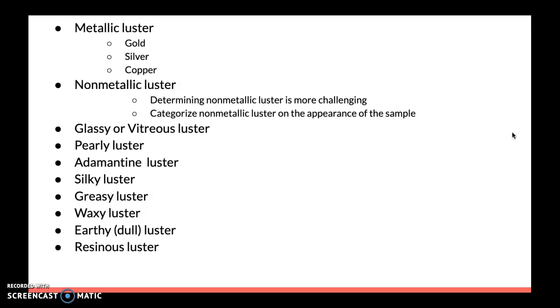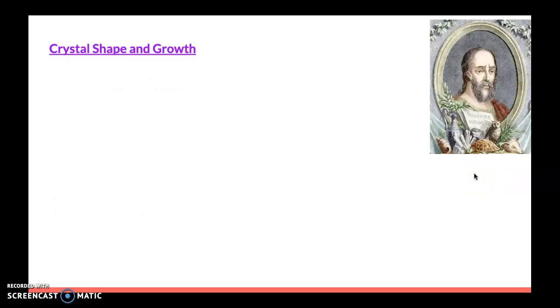Metallic luster would be like gold, silver, or copper, or it can be non-metallic. Determining non-metallic luster is more challenging. They categorize non-metallic luster based on the appearance of the sample. And then we can have all these other different lusters: pearly, silky, greasy, earthy. But your two main ones would be metallic and non-metallic.